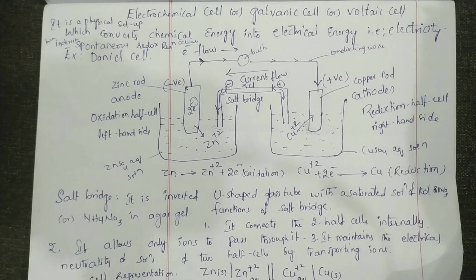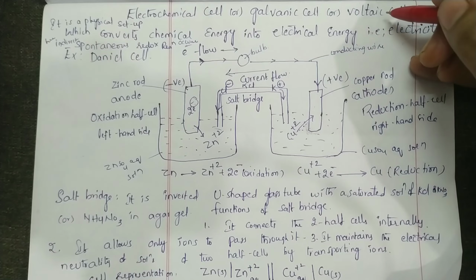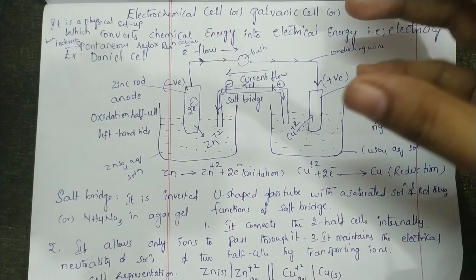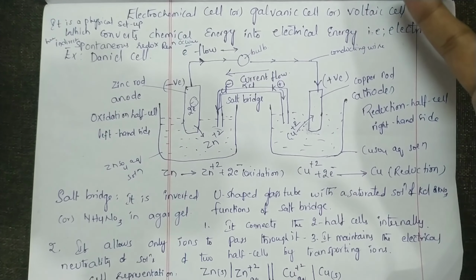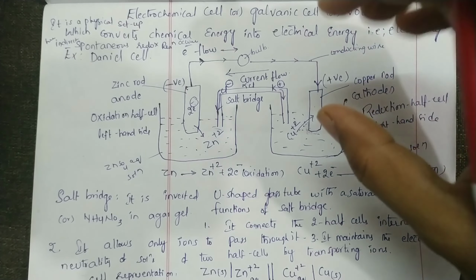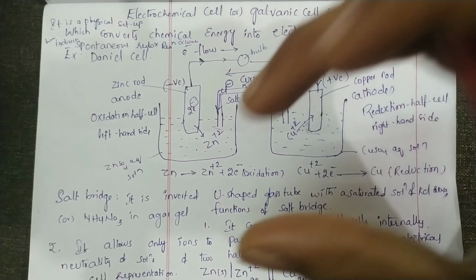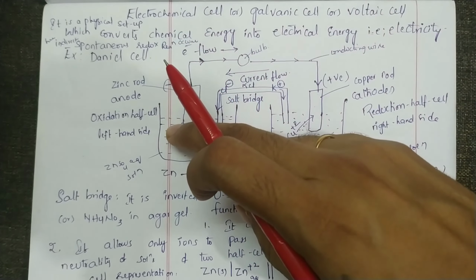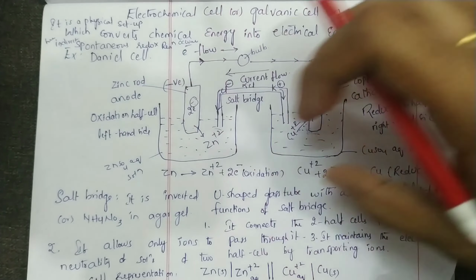What is an electrochemical cell? An electrochemical cell, also known as a galvanic cell or voltaic cell, is a physical setup which converts chemical energy into electrical energy, that is, electricity. Here, an indirect spontaneous redox reaction occurs. Redox reaction means both the oxidation reaction and the reduction reaction occur.